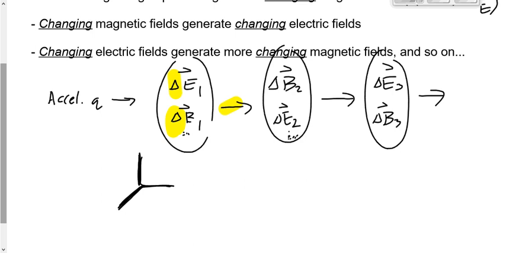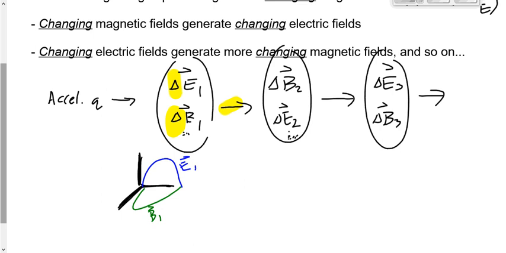Let's say that this is electric field number 1 on the y-axis. This is magnetic field number 1. Does that make sense? So electric field number 1, and you've got magnetic field number 1. Notice something about these two fields.